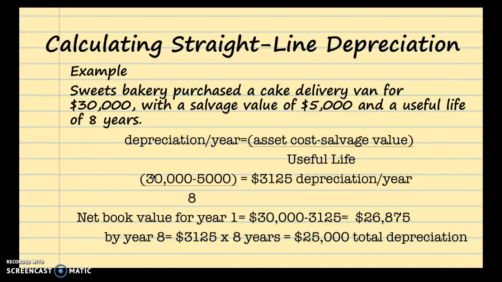It is important to know that the net book value cannot fall below the salvage value. When using T accounts, you would record the $3,125 in accumulated depreciation as a credit and debit depreciation expense.